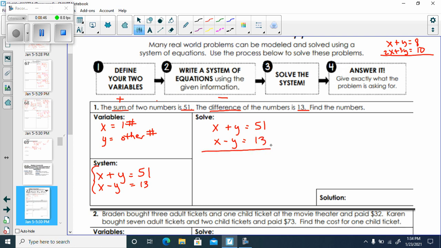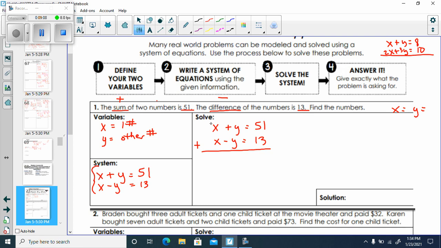Now we know that we can stop and think, do we have x is equal to or y is equal to? Can we use substitution? No, we don't. The x's are over each other. The y's are over each other. The equals are over each other. The numbers are over each other. We're going to need to use elimination. We're going to need to eliminate one of these variables.